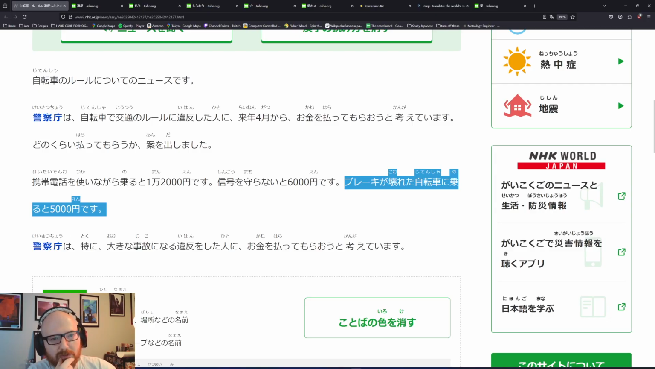So this keisatsu cho. So cho we see a lot for groups. Keisatsu is police, so this is the police group, right? So keisatsu wa toku ni. Toku ni, we got the other day, if you recall, to mean in particular. So, toku ni oki na jiko ni naru ihan o shita hito ni okane o haratte morau to kangaete imasu. Okay, so the thought is that they will make the people that break the rules pay money. Oki na jiko.